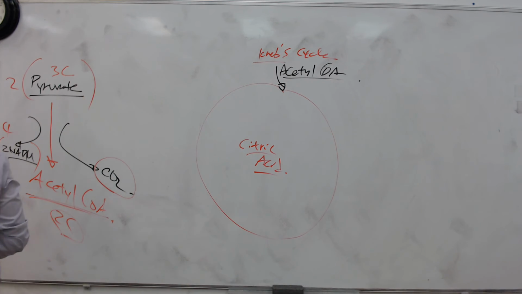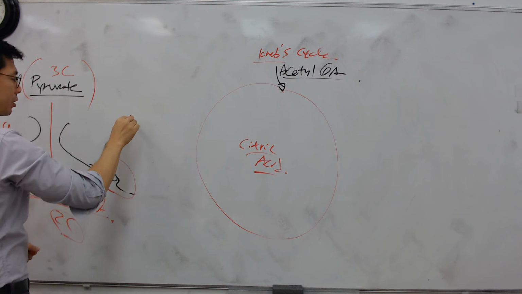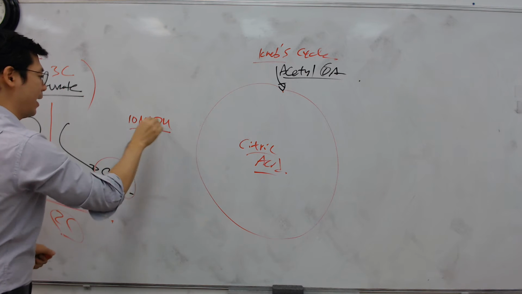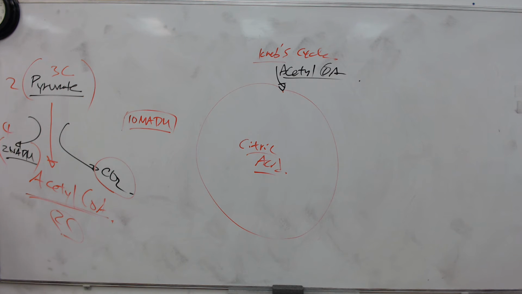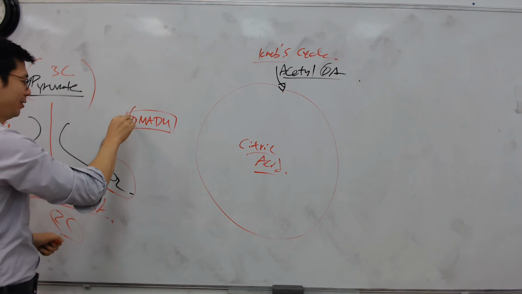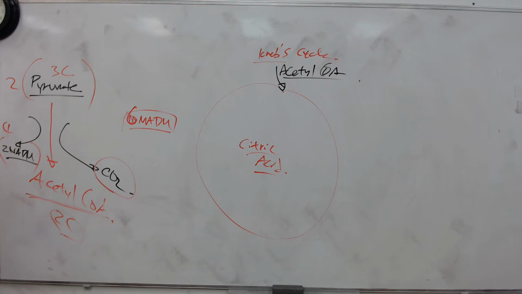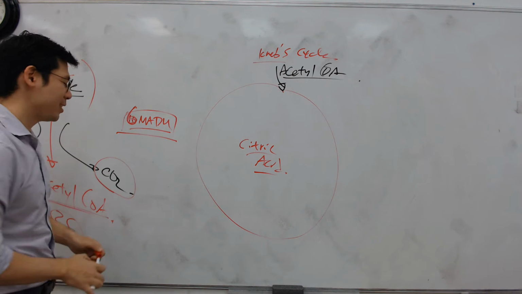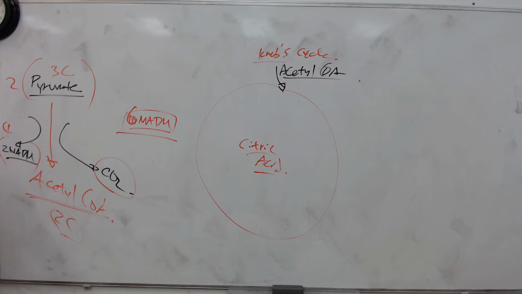So overall, how many NADHs have been produced since glycolysis? No, 6 NADHs, sorry. So 2 NADH from glycolysis and 4 NADH from the linked reaction, for a total of 6 NADH. So how many can you get overall, process-wise, from a glucose molecule?